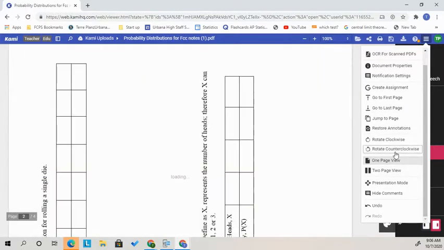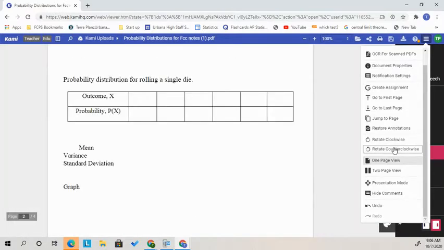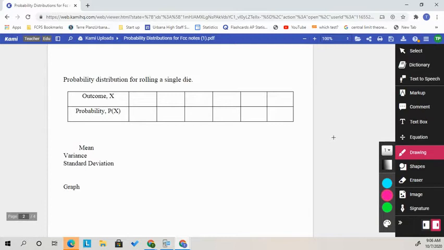Okay, so we are going to find a probability distribution for a single die roll. So we're going to start easy. So here we go. The outcomes are 1, 2, 3, 4, 5, 6.